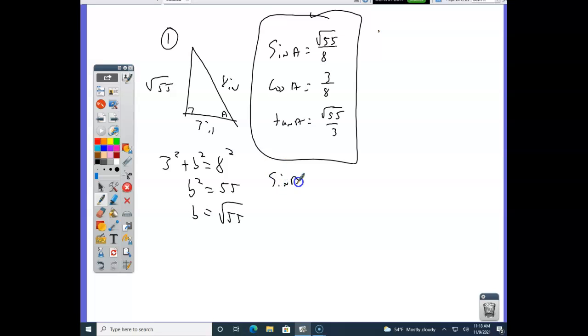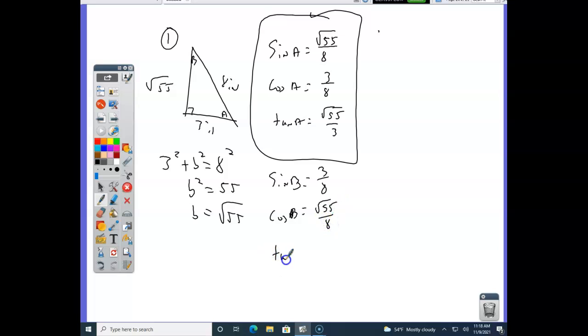Sine of B equals, let's do B down here, right? Okay, B, let's do it. So sine of B is going to be 3 over 8, right? So cosine of B would be root 55 over 8.